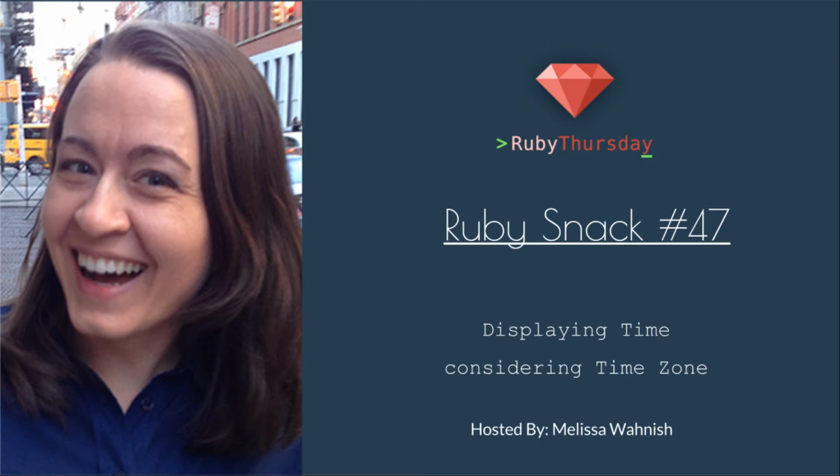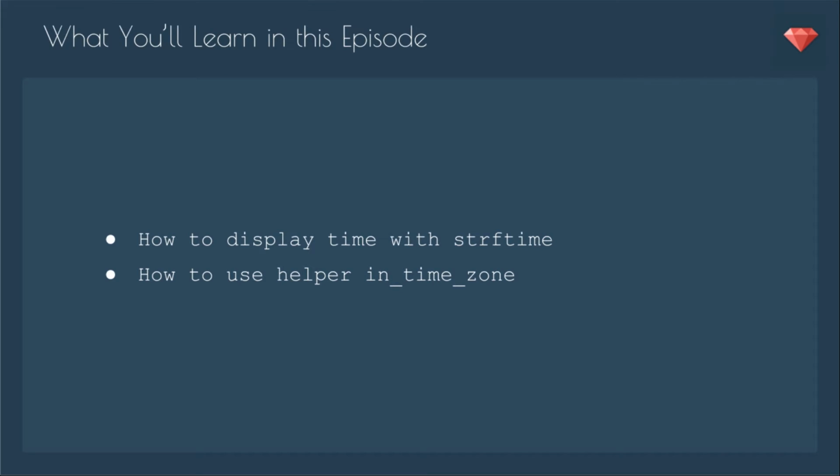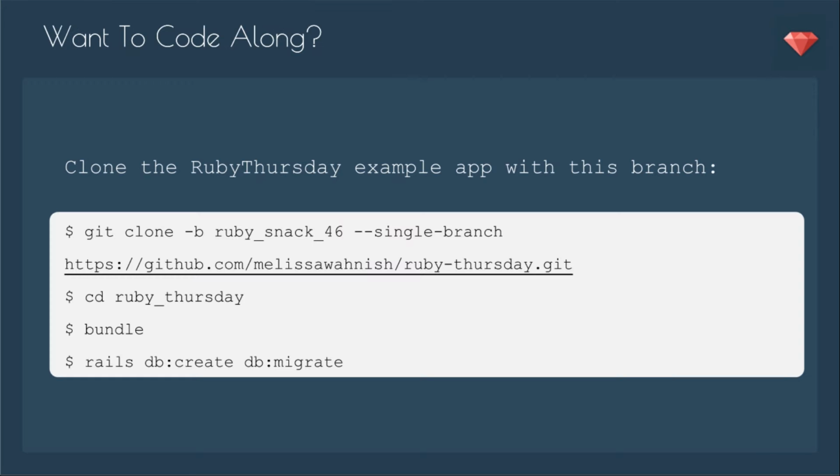This is Ruby snack number 47, Displaying Time, Considering Time Zone. In this episode, you'll learn how to display time with strftime and how to use the helper in_time_zone. If you'd like to code along, you can clone the Ruby Thursday example app with this branch, which is the Ruby snack just before this one, Ruby snack number 46.